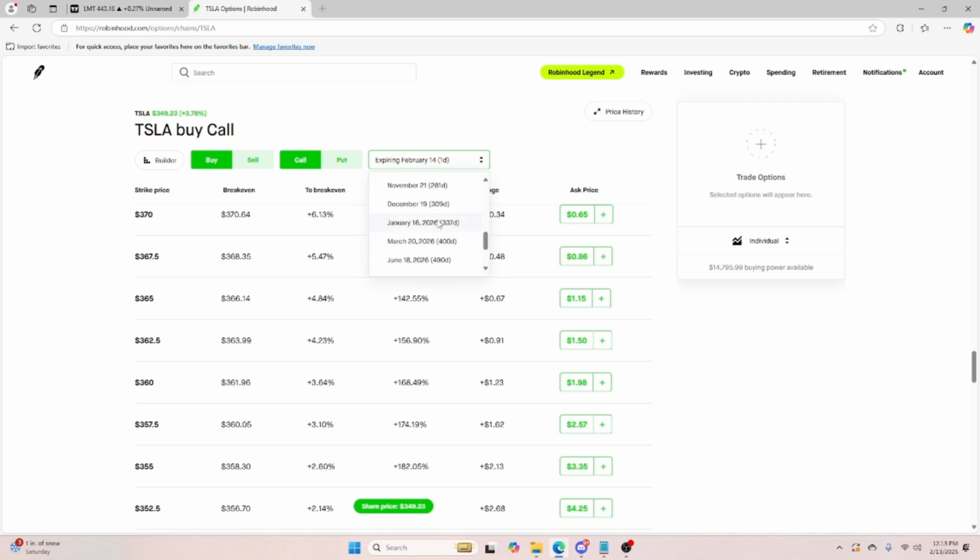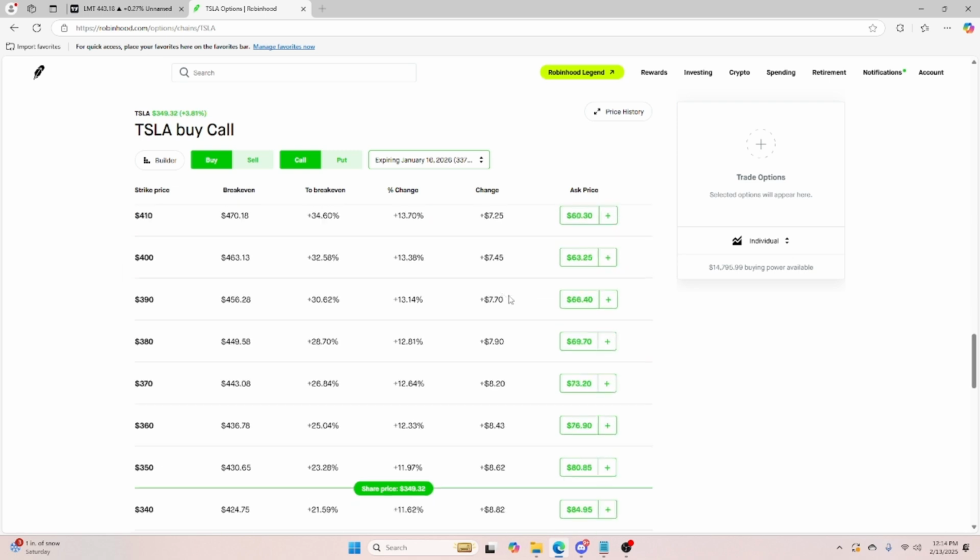And then anything out more than 8 days, even if you're holding it for 3, 4, 5 days, you're considered a swing trader at that point. And when you get into the leaps, the leaps would be anything out more than a year. So for example, let's just take this one right here.